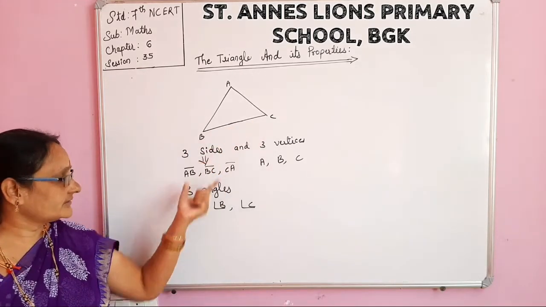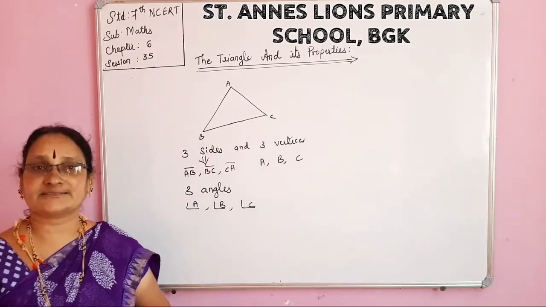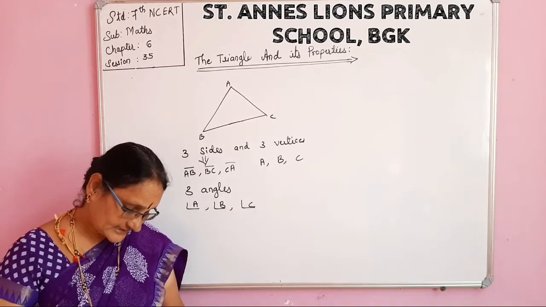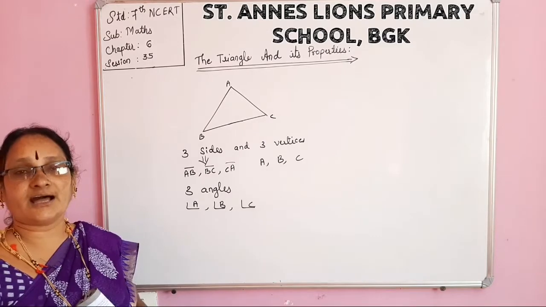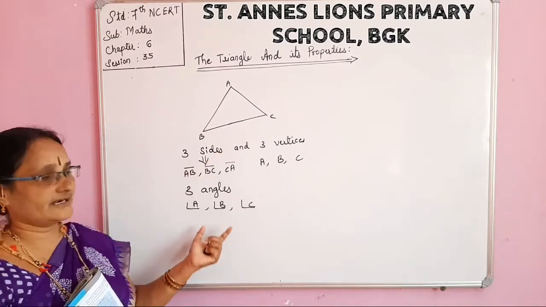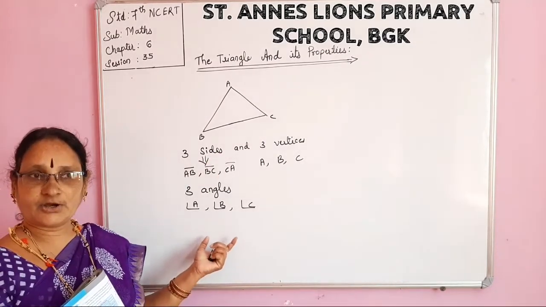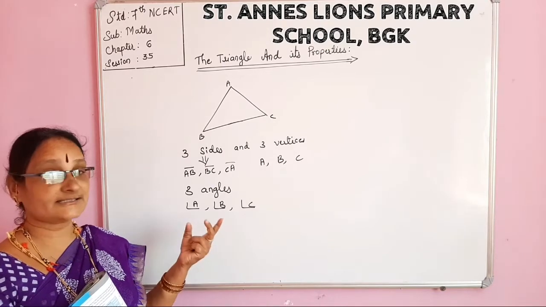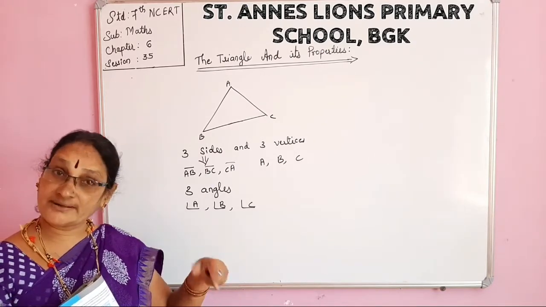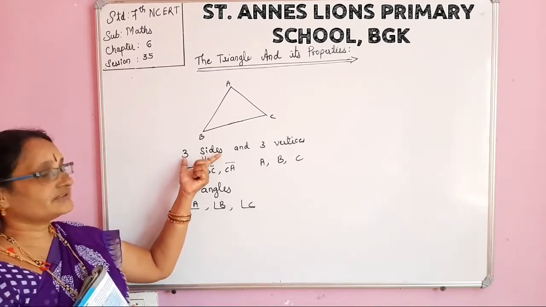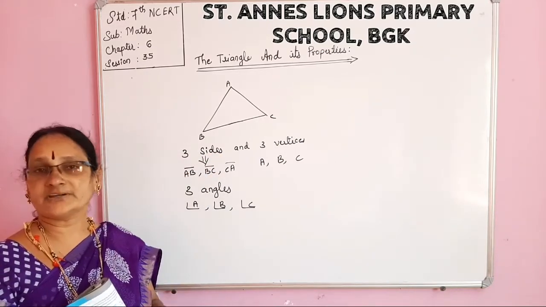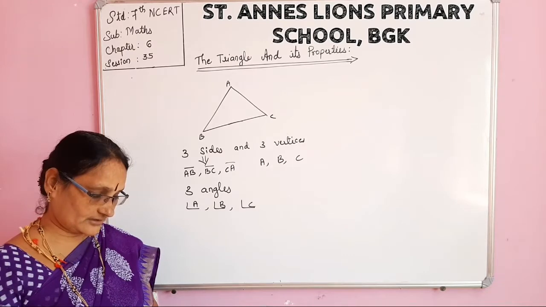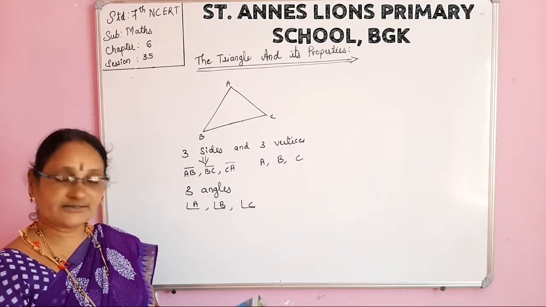So, 3 plus 3, 6 elements. A triangle has 6 elements. Very, very important. The 6 elements of the triangle are 3 sides and 3 angles. How many elements are there for the triangle? 6. Which are the 6 elements of the triangle? 3 sides and 3 angles are the 6 elements of a triangle. These are all the points about the triangle.